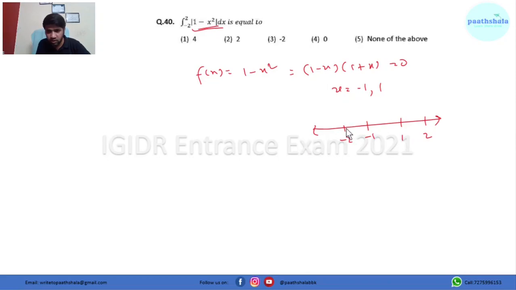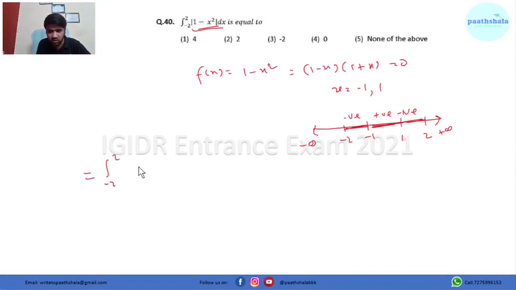So here you can see that there are 3 sections. One is this, one is this, and then one is this. Now let's assess the nature. If I take, let's say, minus 1.5 and put it here, this will come out to be negative, this will come out to be positive, and this will come out to be negative. So the limit is further broken down as minus 2 to 2.